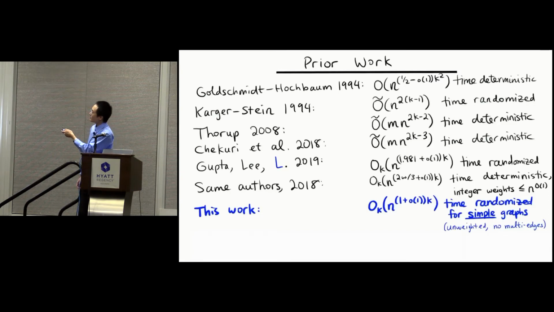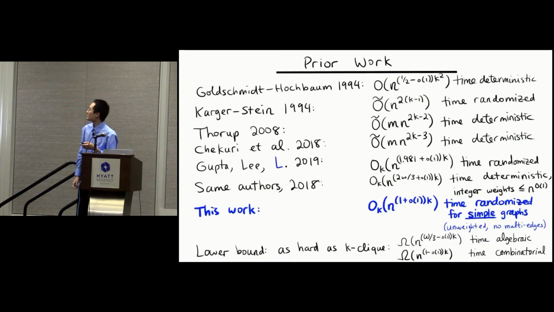We also have a different result where we only consider graphs that have integer weights. And here we can also beat the n to 2k running time. In this work, we improved the running time even further from these two results to roughly n to the k time. Here, O sub k is hiding dependence on k, where we treat k as a large constant. But the downside is this only works on simple graphs, and these are unweighted graphs with no multi-edges.